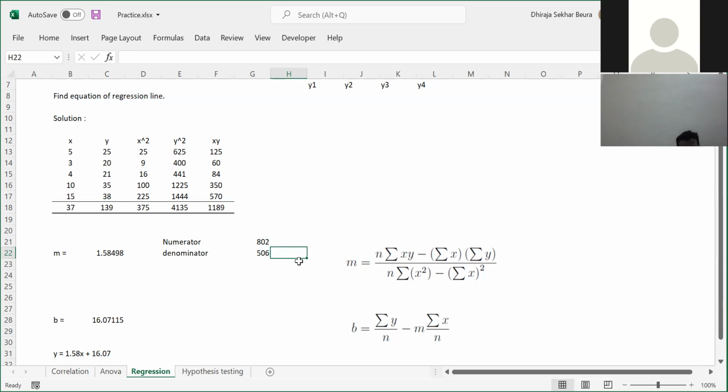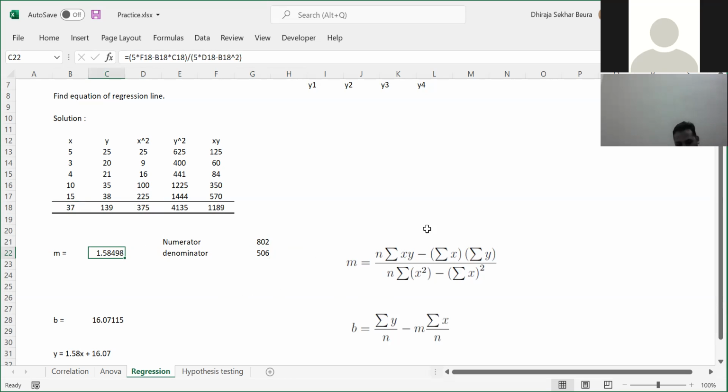So the denominator, what you do is you take the summation of the x square column, multiply n with it, and deduct the square of the summation of the x column. Now both the values you get as 802 and 506, and you simply divide and it will be 1.58498.